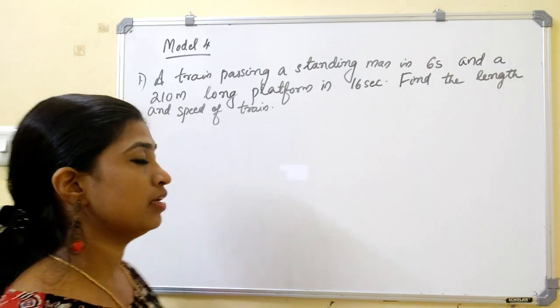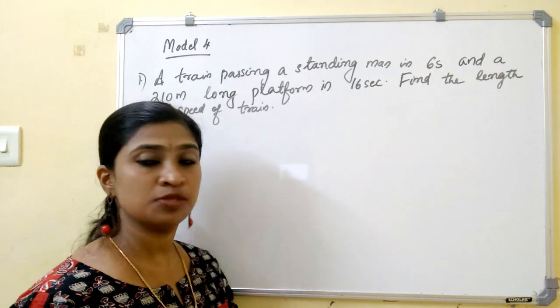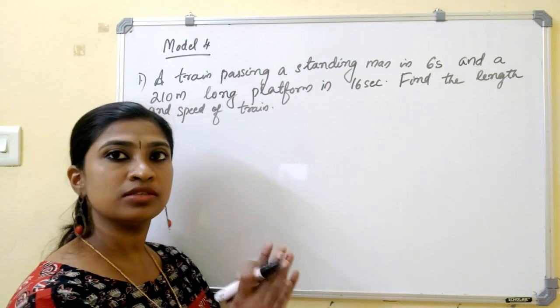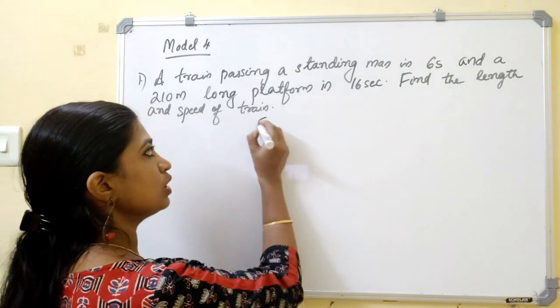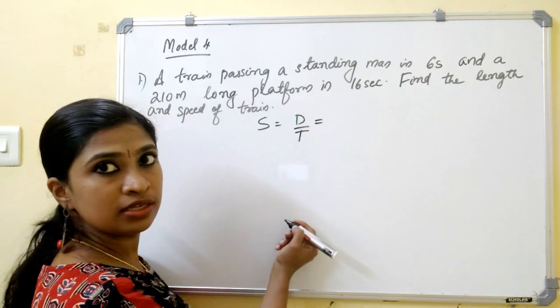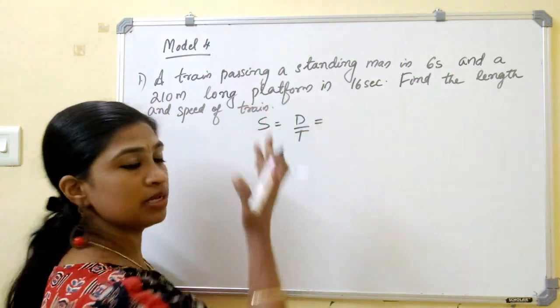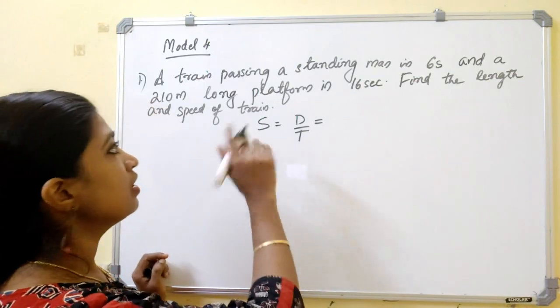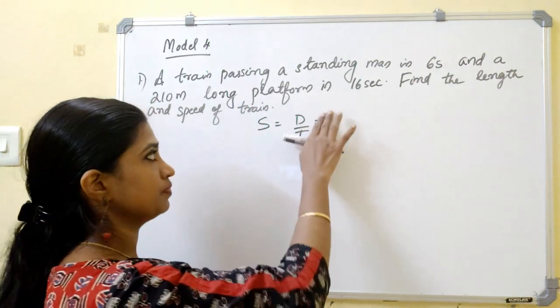So we can use the principle that speed is the same in both cases. That is, the same train is crossing the man and the platform. So speed is equal to distance by time. Distance is actually the length of the train, and in the second case it is the length of train plus platform. So we are using the concept of model 1 and model 2 together.